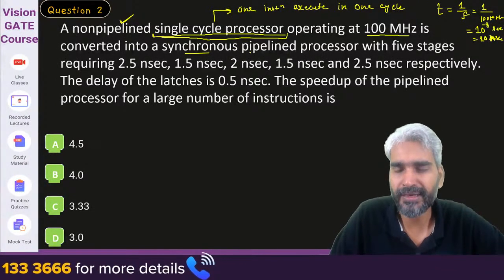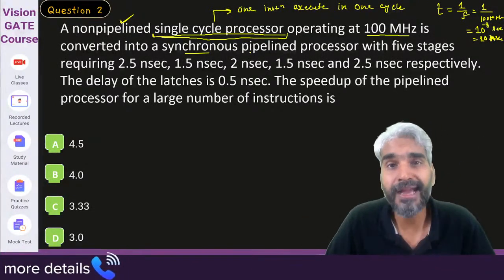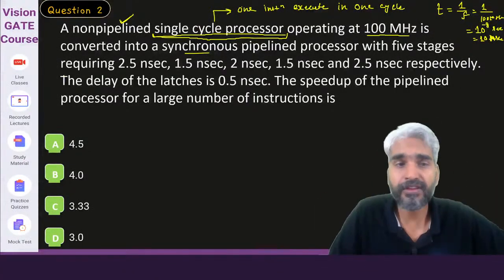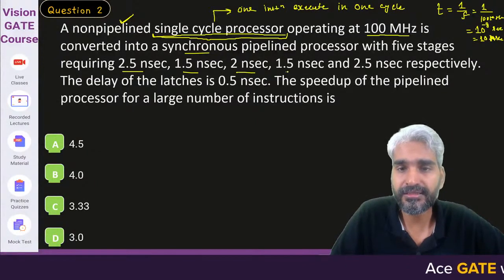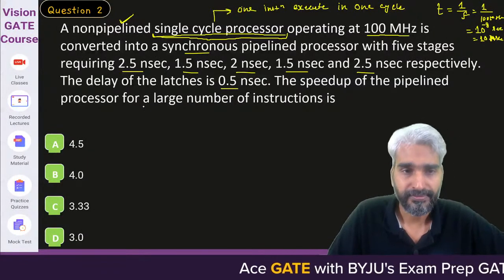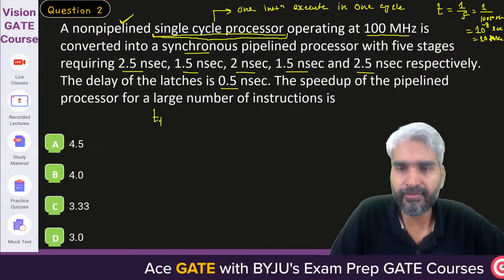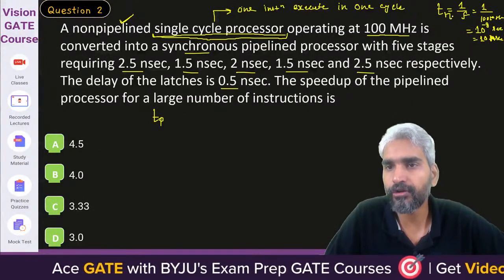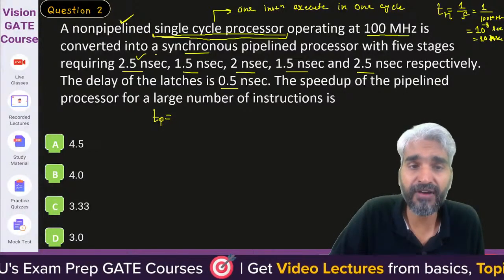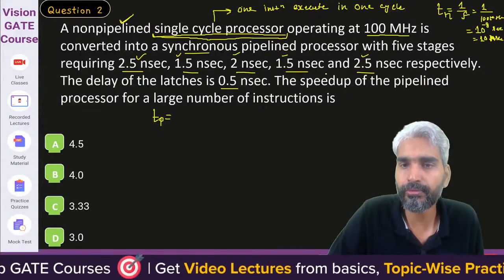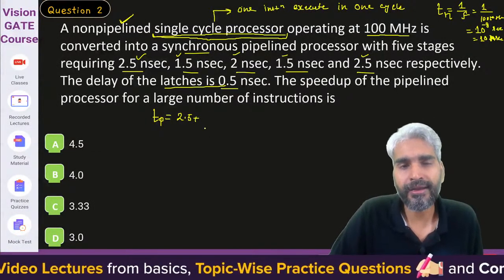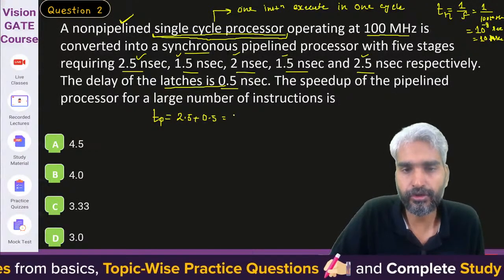It is a synchronous pipeline processor in which the decisions will be taken by a clock cycle. Therefore, each stage needs to complete its task within the clock cycle, with 5 stages. The delay of the latch is 0.5 nanosecond. So this is the scenario. What will be the cycle time of the pipeline processor? This is the cycle time for the non-pipeline processor. What will be the cycle time for the pipeline processor? It will be the maximum of 5, 2.5, 1.5, 2, 1.5 and 2.5, so the maximum of 5 plus the latch delay, that is 0.5. So it will be 3 nanosecond.